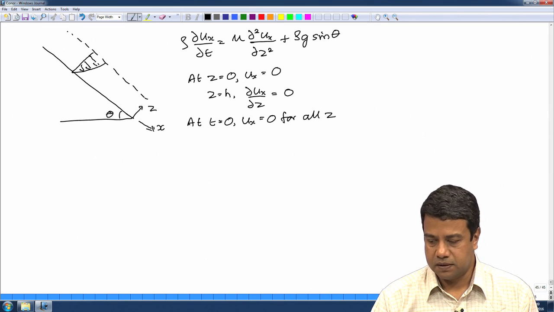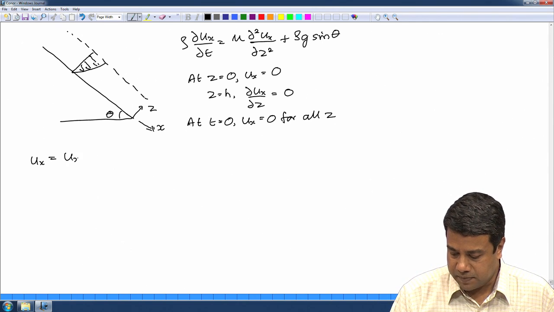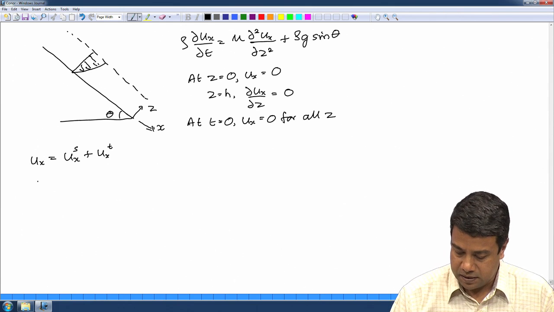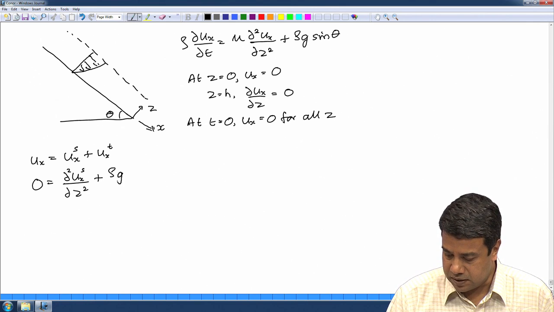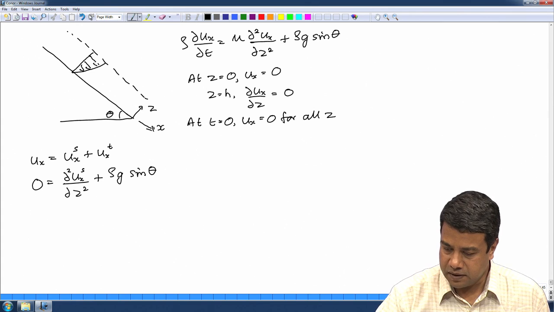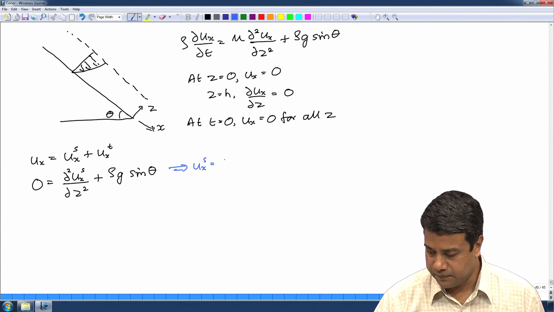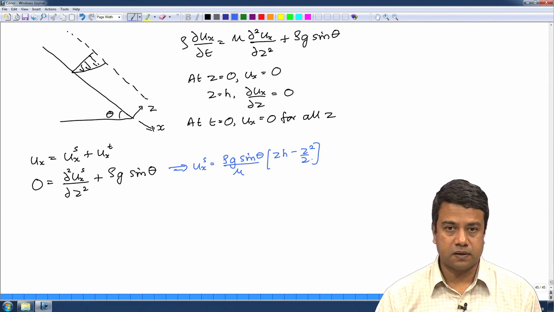So, how do we solve this equation? Once again we have to write the velocity, u x, as a steady part plus a transient part, where the steady part satisfies the steady equation. The steady equation is that 0 is equal to mu times partial square u x steady by partial z square plus rho g sine theta. We have already got the steady solution: u x steady is equal to rho g sine theta by mu, times z times h minus z square by 2.